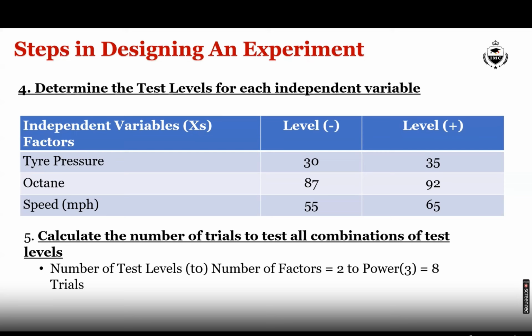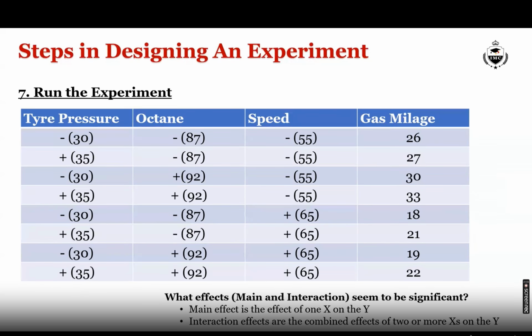When we told them that for each and every factor you need to identify two levels, that is 2 tire pressures, 2 octanes, and 2 speeds, these are levels. So they selected 30 and 35 as tire pressure, 87 and 92 as octane, and 55 and 65 miles per hour as their speed. So with this combination of levels and factors, they have to run 8 trials. As I said, step number 5, 8 trials. That's why they did 8 trials and gave us the gas mileage.